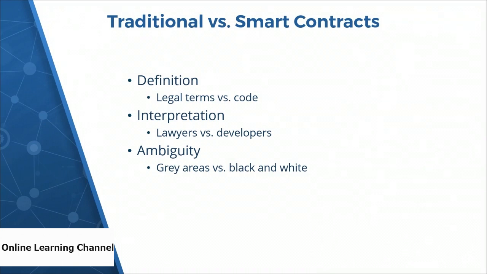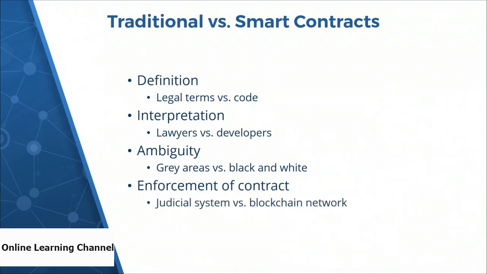The last point of distinction is in terms of contract enforcement. If one of the signatories in a traditional contract were to violate its terms, then you will need to rely on the judicial system to enforce the terms of the contract. In the case of smart contracts, however, enforcing the terms of the contract only requires the execution of the contract code, and for that you can rely on the blockchain network as a whole. And it is for this reason that smart contracts have the effect of minimizing the reliance on a trusted third-party entity.